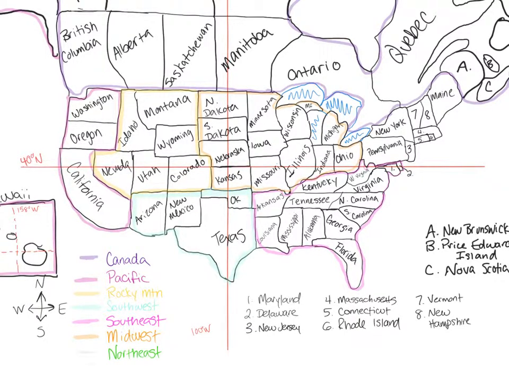The last thing we have is the Northeast. And those are our remaining states in the Northeast: Pennsylvania to Jersey, Connecticut, Rhode Island, Massachusetts, Maine, Vermont, New Hampshire, New York.